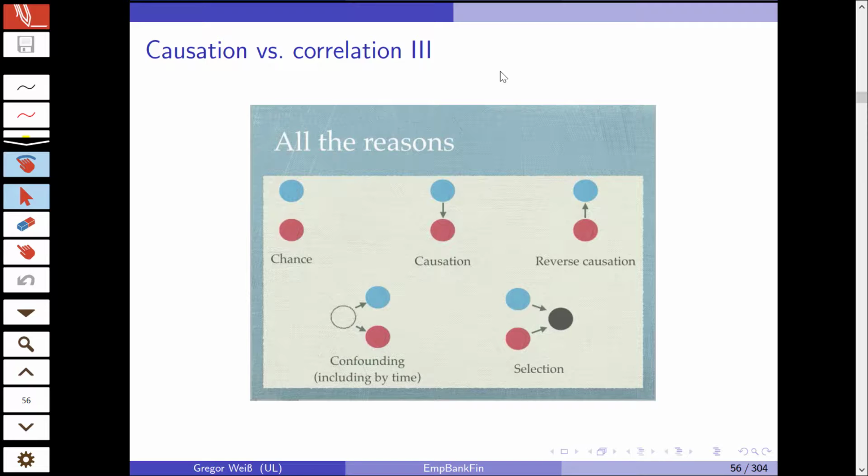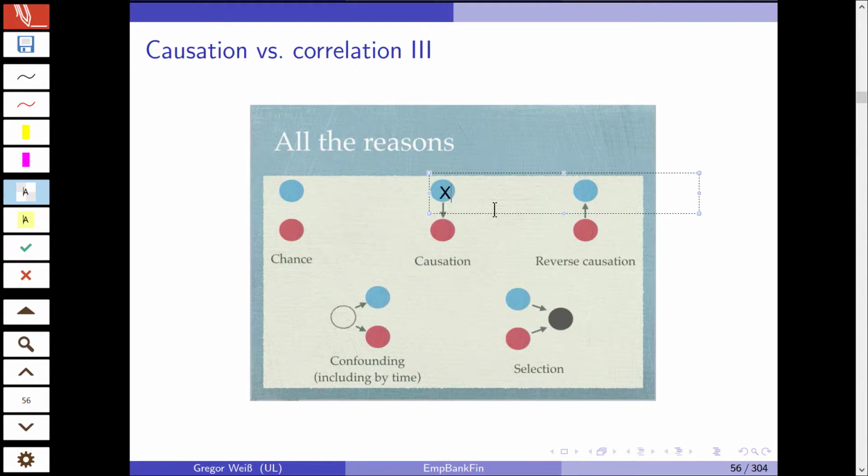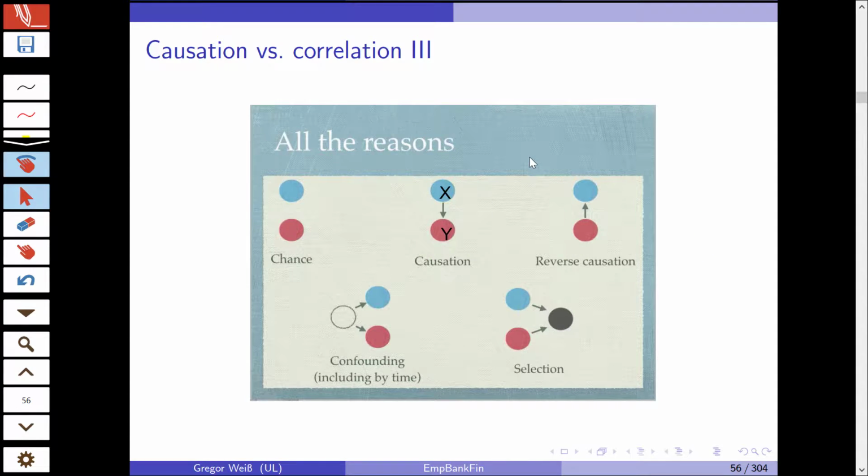So let's look at this plot here, and you can see all the different reasons why the red and the blue variables or dots here might be correlated. First of all, it could simply be chance. You will have some correlation that is simply random and just noise in the background. It could be that blue drives red, which is the causal relation we are actually interested in. So let's assume this is our x and this is our y. Then we get causation in the sense that variable x drives variable y, but it could also be the other way around.